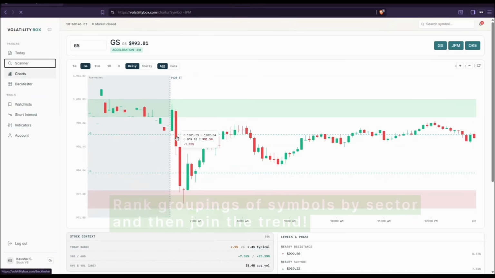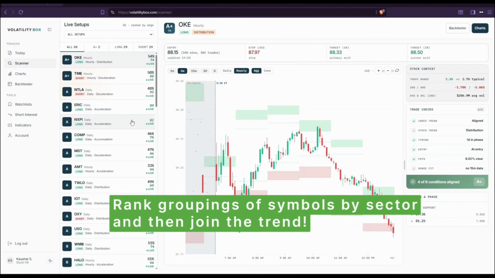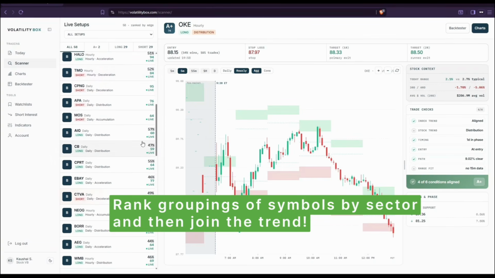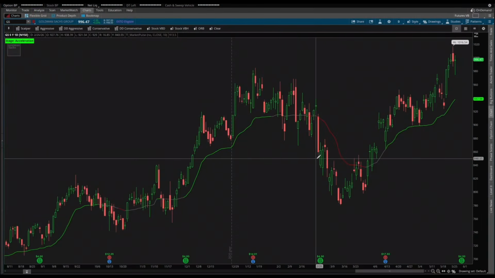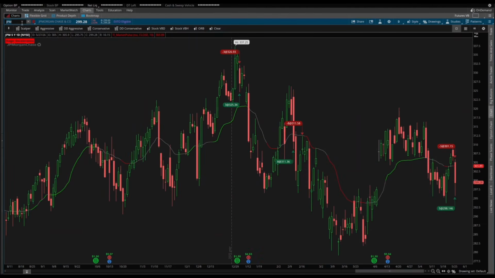You've probably noticed many times on the scanner where you have a group of stocks inside of a similar sector all appearing. Well, this is a very simple way that you can use the trend, which we plot directly in the scanner, to help you find trades in the direction of the trend instead of fighting them. With the trend following filter, Goldman Sachs passes, JP Morgan does not.